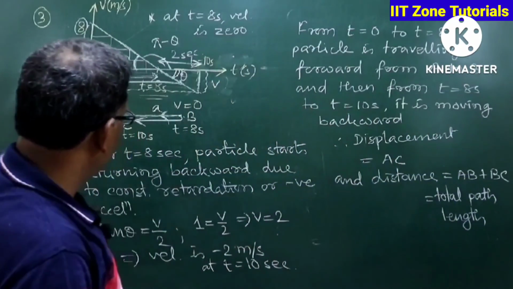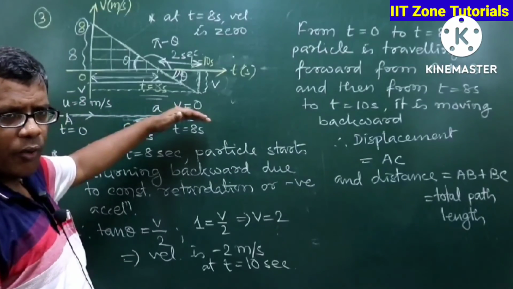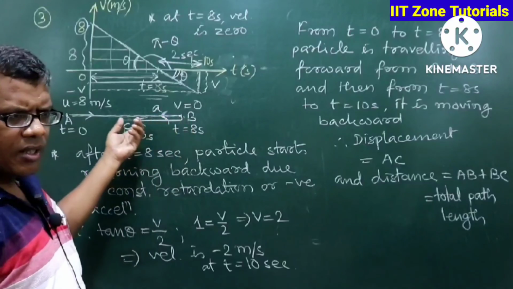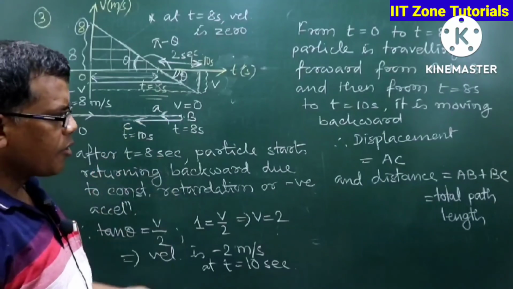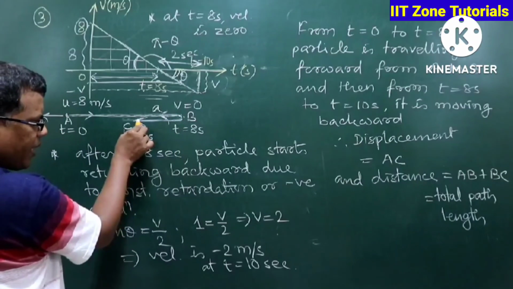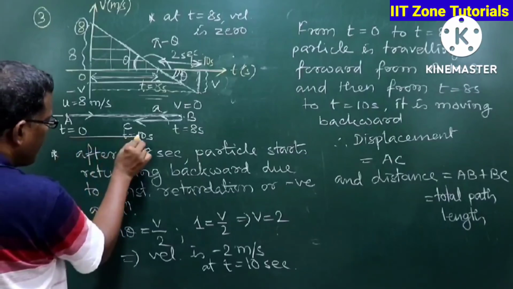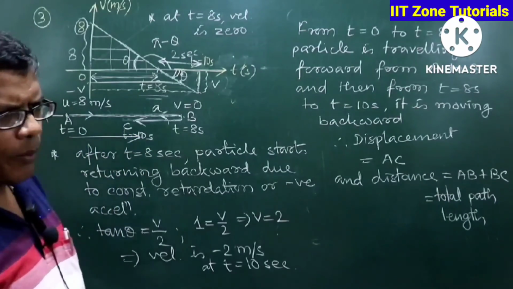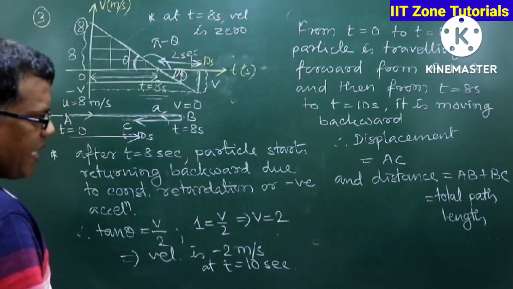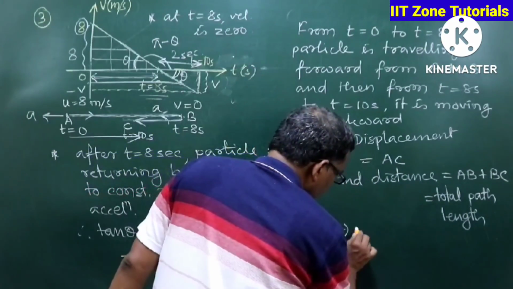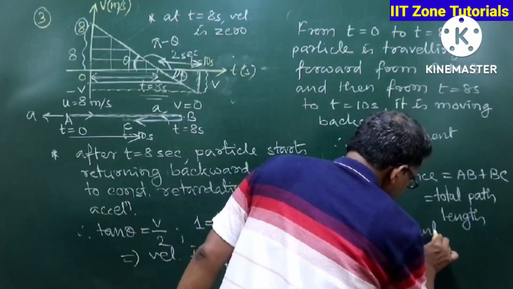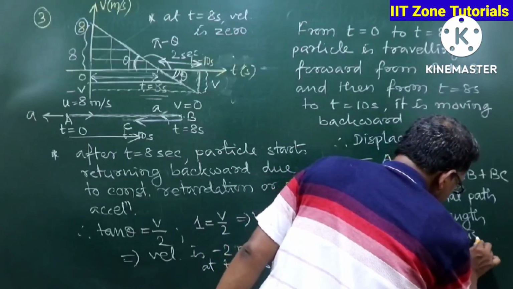The particle is first traveling A to B, which is the forward direction motion, then during the last 2 seconds it is also traveling, but it is traveling backward. So that's why the total path length will be AB plus BC, right? And displacement will be only A to C. Displacement is the separation between the initial and final position of a journey. So obviously here we can write that displacement is less than distance. Displacement is less than distance traveled, right?